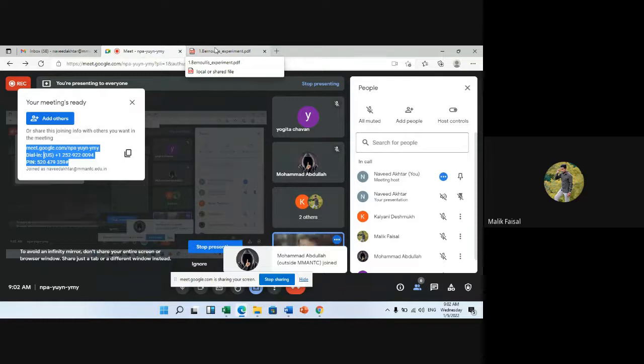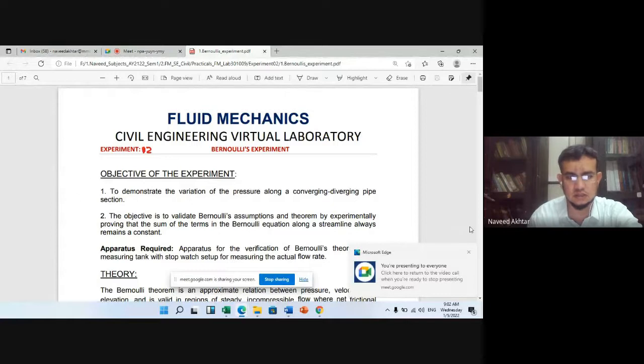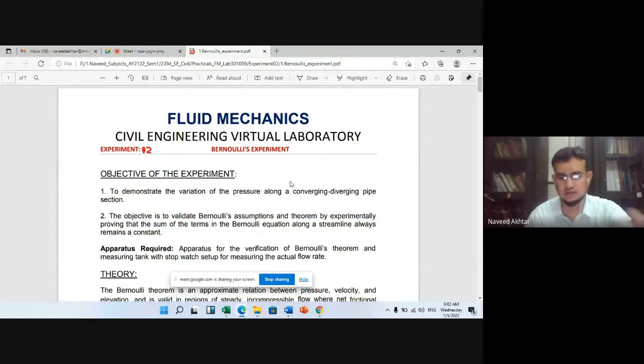Today we will perform experiment number 2, that is the Bernoulli equation. You know that this experiment, verification of Bernoulli's theorem, refers to loss of energy. The objective of the experiment is to demonstrate the variation of the pressure along a converging and diverging pipe section. The objective is to validate Bernoulli's assumption and theorem by experimentally showing that the sum of terms in the Bernoulli's equation along a streamline always remains constant.